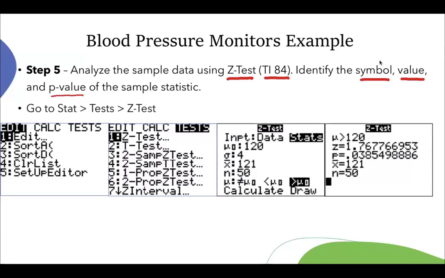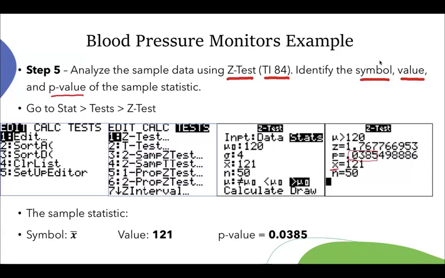Okay, so our answer here, a p-value of 0.0385. I'm going to be asking you for the value and symbol of the sample statistic. The symbol of the sample statistic is X bar. Its value is 121. The calculator didn't need to give this to us. This was given to us in the original problem, but I do want you to state it so that I know that you know what it is. And the p-value of that sample statistic is 0.0385. That is the area to the right of 121.